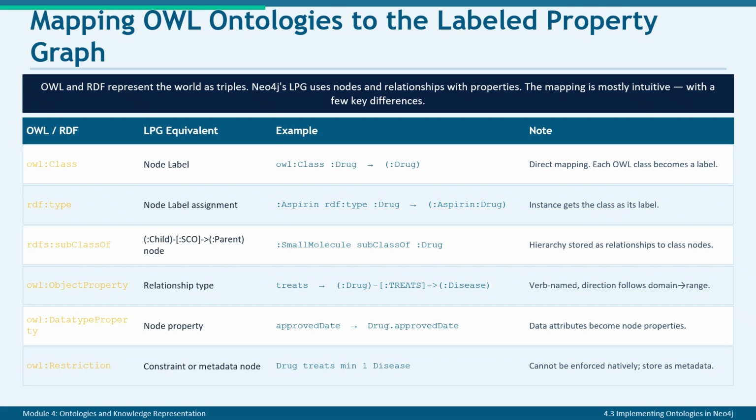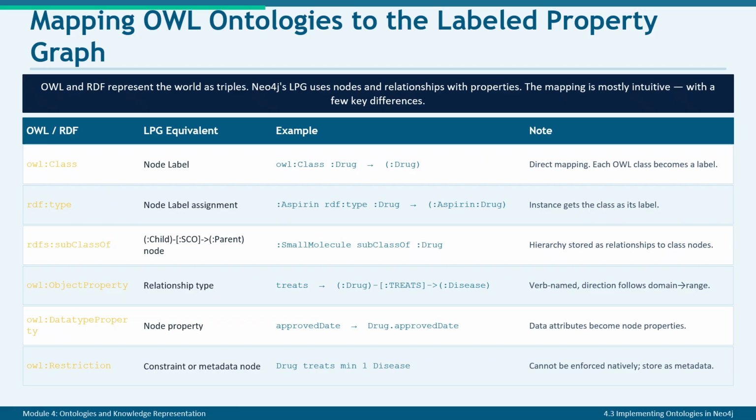OWL object property maps directly to a relationship type. The treats property becomes the TREATS relationship type, connecting Drug nodes to Disease nodes. OWL data type property maps to a node property. The approvedDate data property becomes the Drug.approvedDate property.